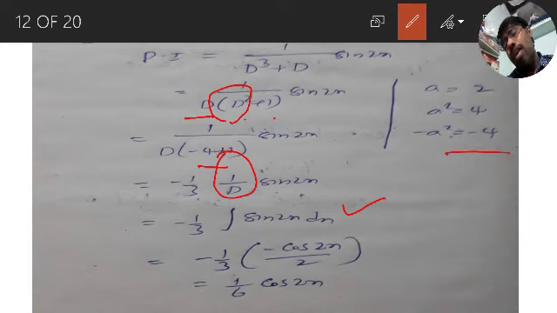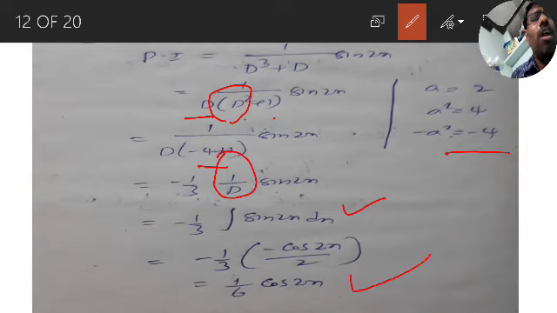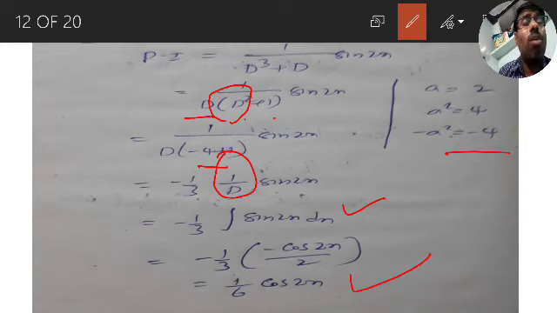And the formula is integration of sin x is minus cos x by a. So by that you get yp is equal to 1 by 6 into cos 2x. This is my yp.